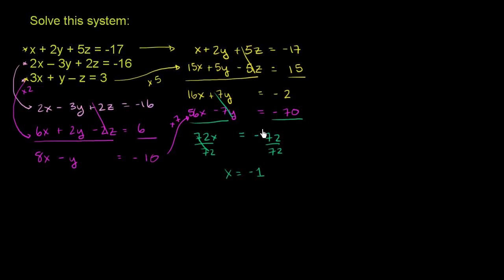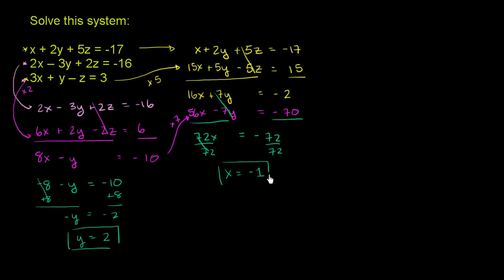And now we just have to substitute back to figure out what y and z are equal to. So we could go back to this equation right over here. We have 8x minus y is equal to negative 10. If x is equal to negative 1, that means 8 times negative 1, or negative 8, minus y is equal to negative 10. We can add 8 to both sides. And so we have negative y is equal to negative 2. Or multiplying both sides by negative 1, y is equal to 2. Let me square that off. So x is equal to negative 1, y is equal to 2.